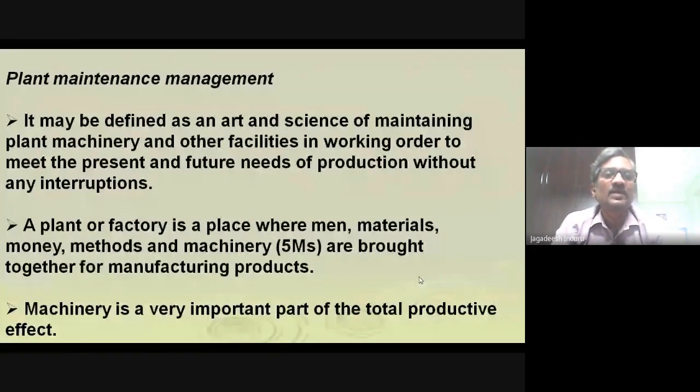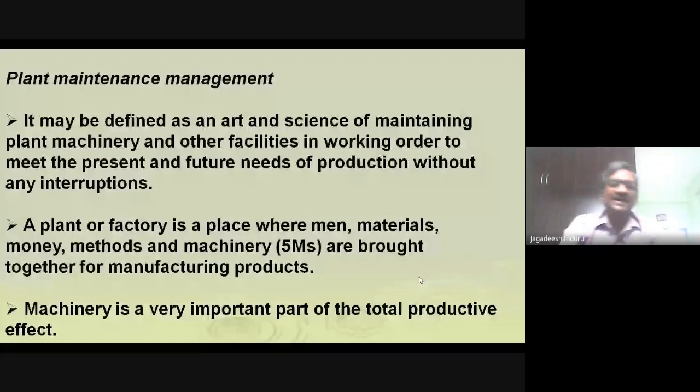So we are going to study the science of maintaining the plant machinery and other facilities in working order to meet the present and future needs. We have already purchased equipment worth crores, we are going to use it now and we are going to take other batches in the near future without any interruptions. For that purpose, we need plant maintenance. These topics and concepts will come repeatedly in a similar manner.